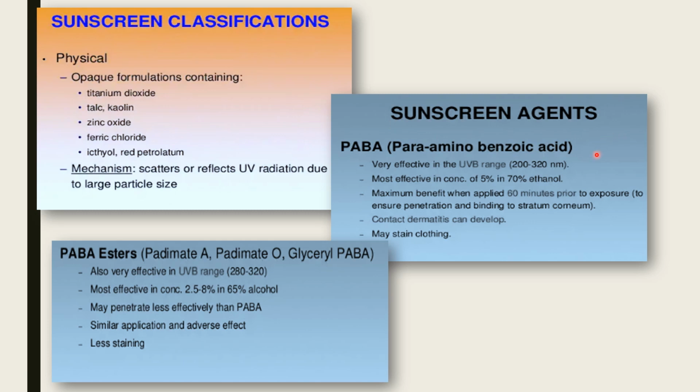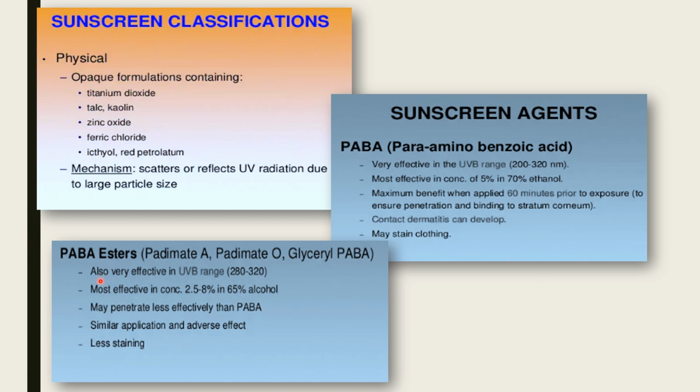When we are talking about good sunscreen agents, there is PABA, para-aminobenzoic acid, which is very effective in the UV absorber range, most effective in a concentration of 5 to 70% ethanol. The maximum benefit is when you apply this kind of sunscreen agent 60 minutes prior to exposure, to ensure penetration and binding to the stratum corneum. It's not that when you are planning to go outside you apply sunscreen at the same time. You should apply sunscreen at least 60 minutes before. If you're not able to do that, at least 30 or 20 minutes, so that it can absorb on the surface of the skin and be ready to fight these UV rays. If you just apply your sunscreen and go outside, it will not be very helpful, whether it is SPF 50 or 60.